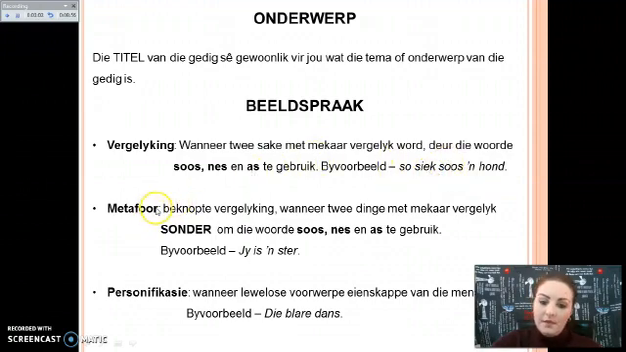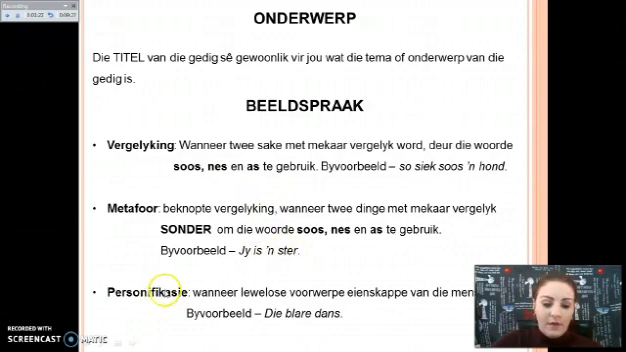A metaphor is basically when one thing is compared to another but you do not use like or as. In Afrikaans, wanneer een ding met 'n ander vergelyk word, maar jy gebruik nie soos, so, nes en as nie. For example, jy is 'n ster, you are a star.